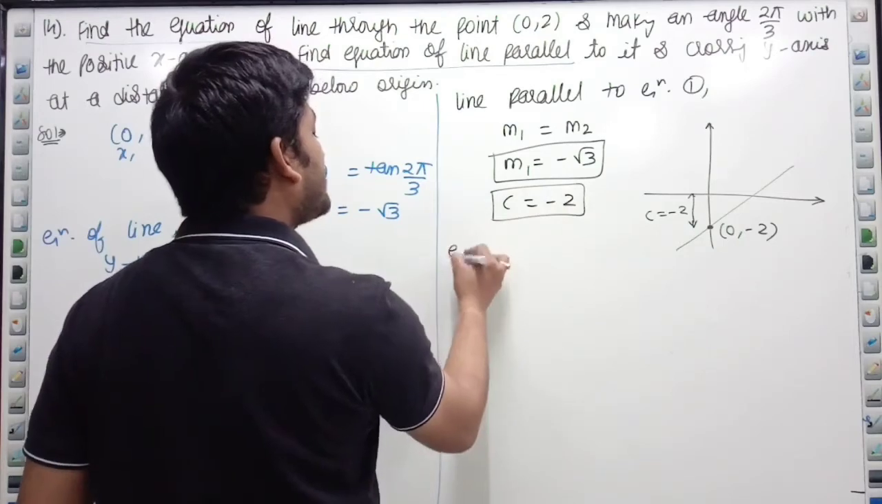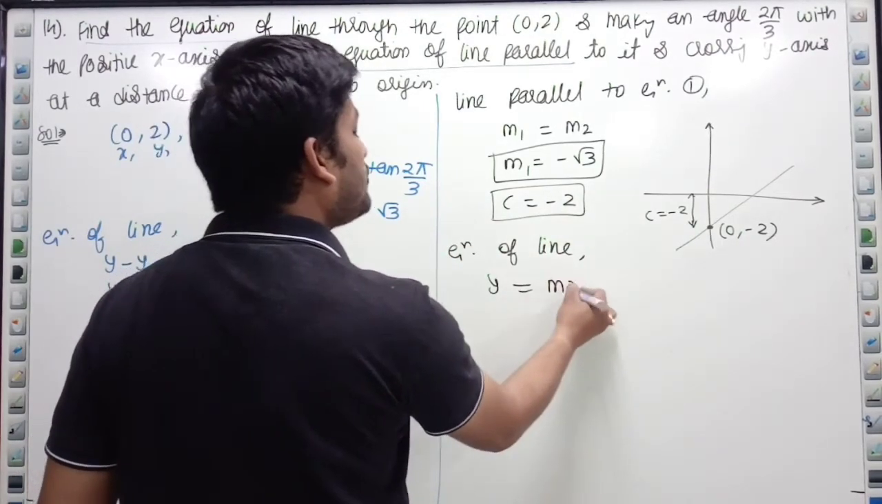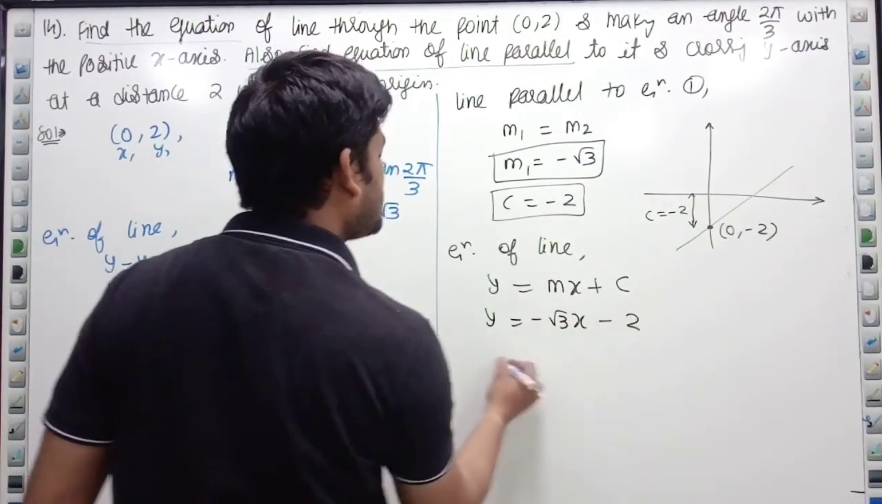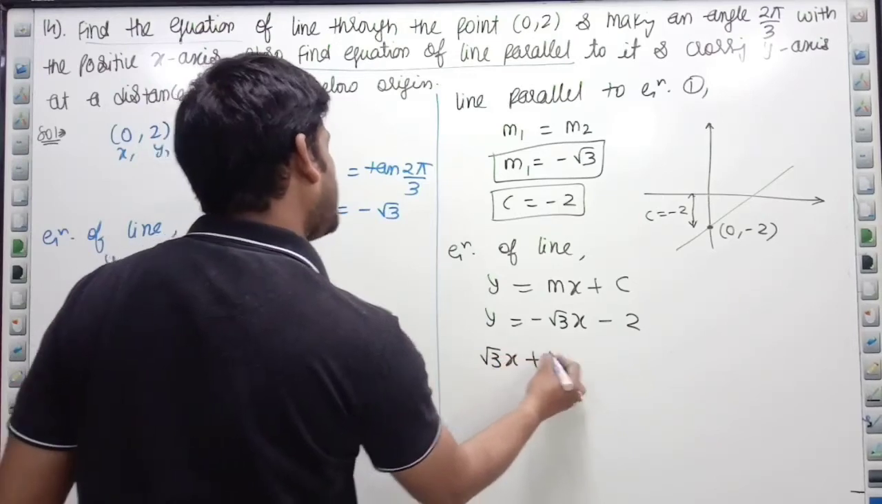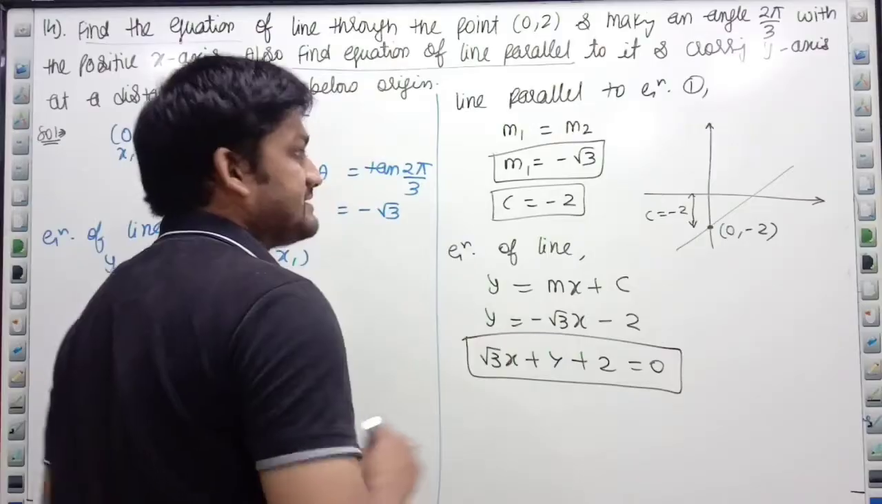So can you write the equation of the line? In slope intercept form, y equals mx plus c, y equals minus root 3 x minus 2. So root 3 x plus y plus 2 equals 0. This is the required answer.